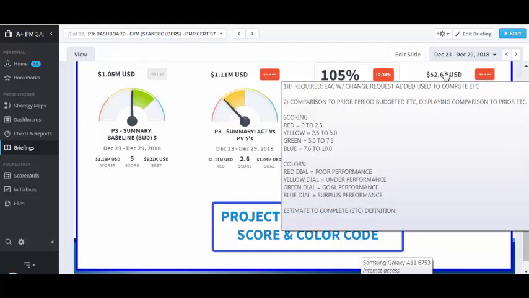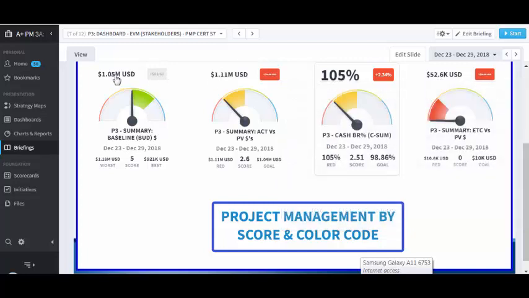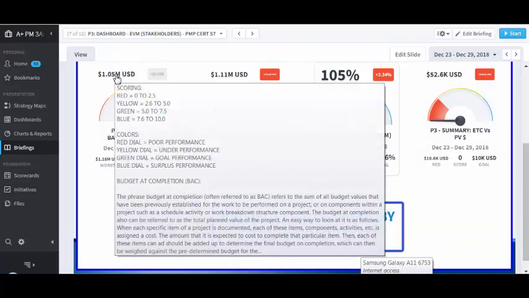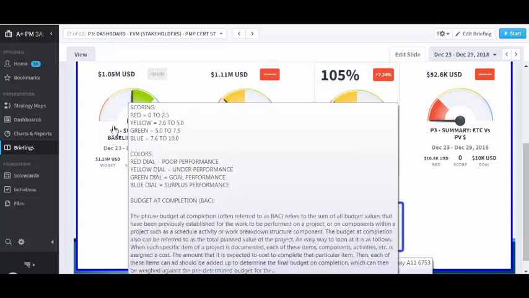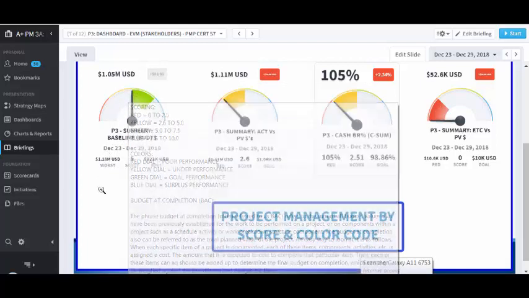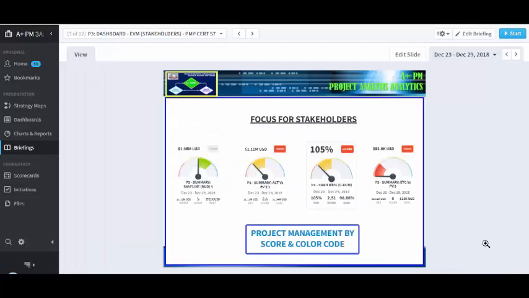This diagram that's popping up is the description box of the respective speedometer. So it's giving you details. So if I go over here to budget, you can write whatever description you want for the specific KPI performance metric. And it'll be displayed each time you hover over that speedometer. So let's proceed and go down to the next slide.